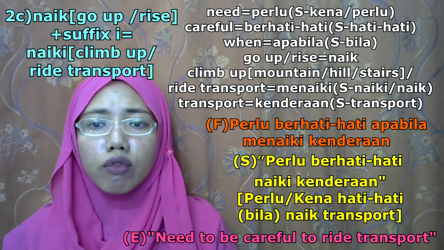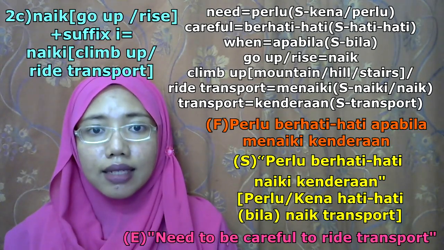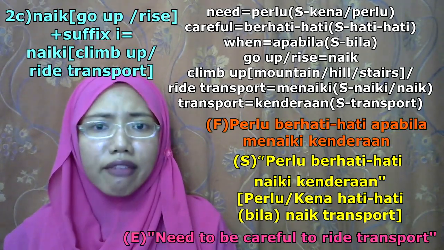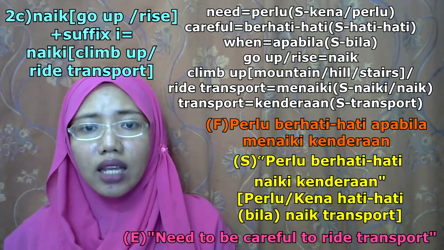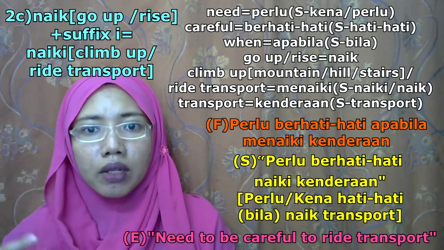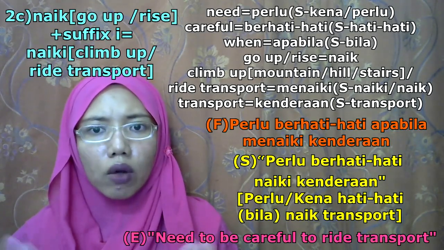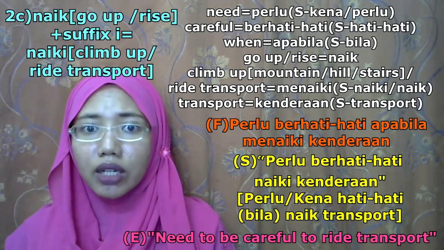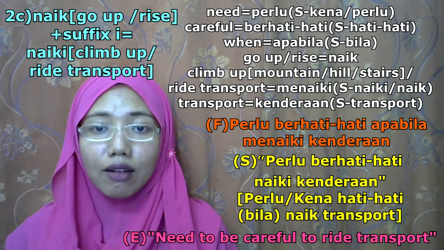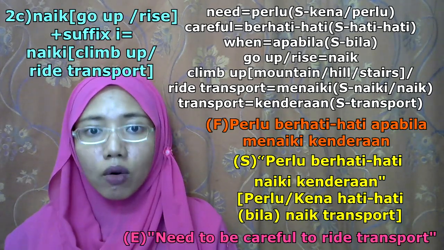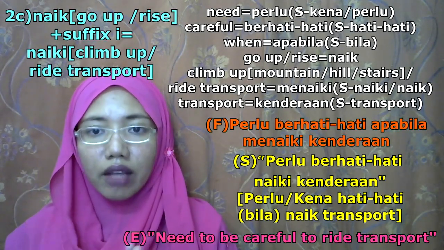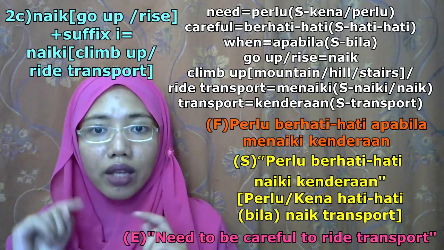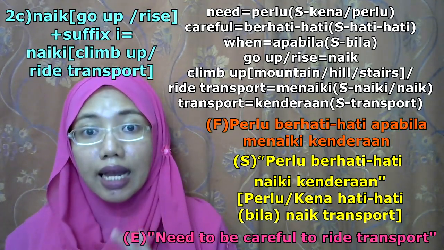Now we move on to the last example. Naik. Naik is go up or rise. And you add the suffix E, then it becomes naiki. So naiki means climb up, like you climb up the mountain or the hill, or you go somewhere with transport, or you enter the house through stairs. For example, in an old Malay village house, they have stairs, right? So you have to climb up the stairs, then only you can get into the house. So that is naiki also.